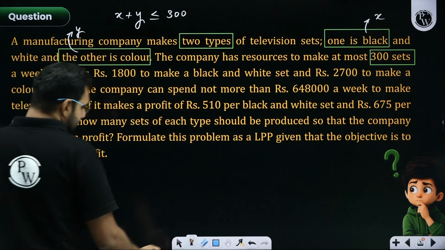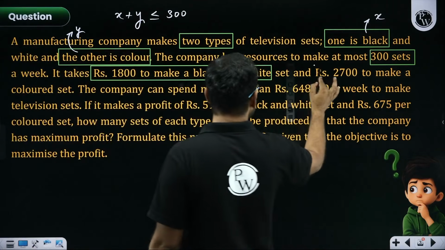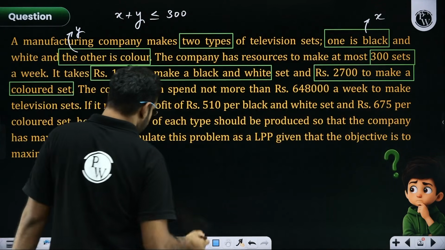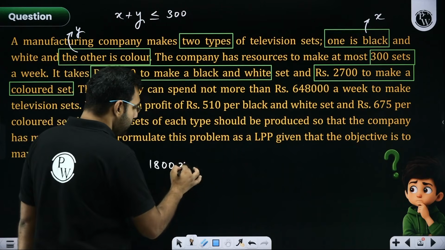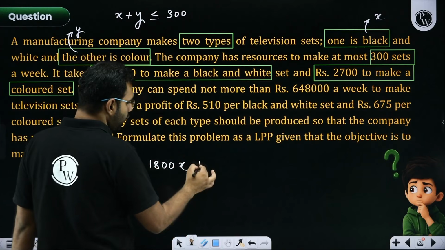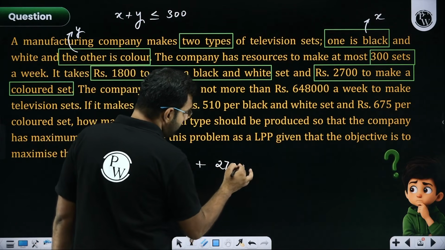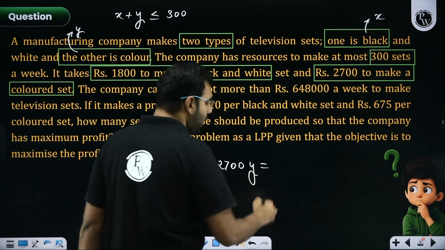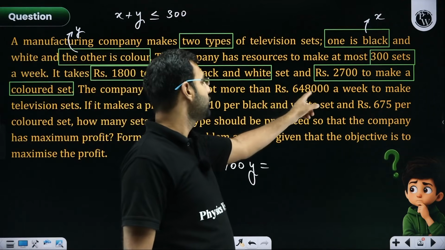Then it takes rupees 1800 to make a black and white set and rupees 2700 to make a colored set. So what does it say? Here 1800 is the cost of making one black and white set. So to make X black and white TV sets, it will cost me 1800 into X. And to make a colored TV, I need 2700 rupees, and there are such Y TV sets. So this will be my cost. The company can spend not more than 648,000.